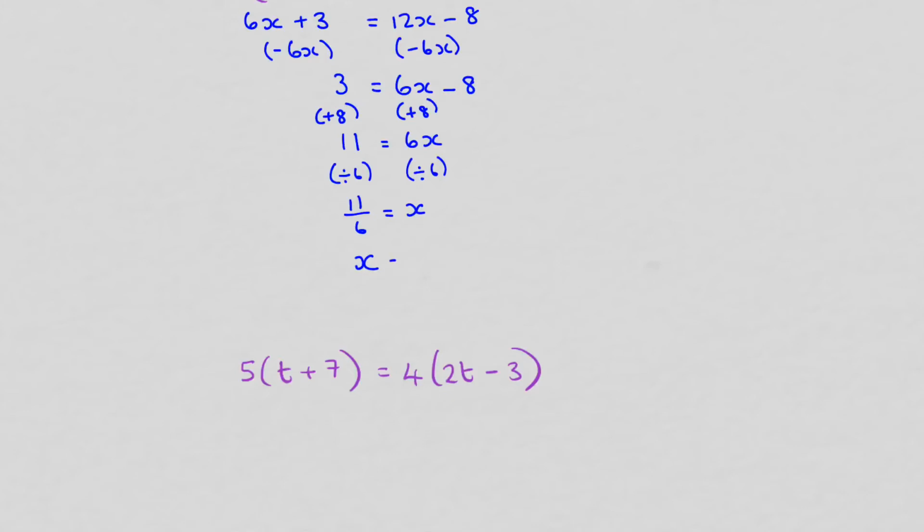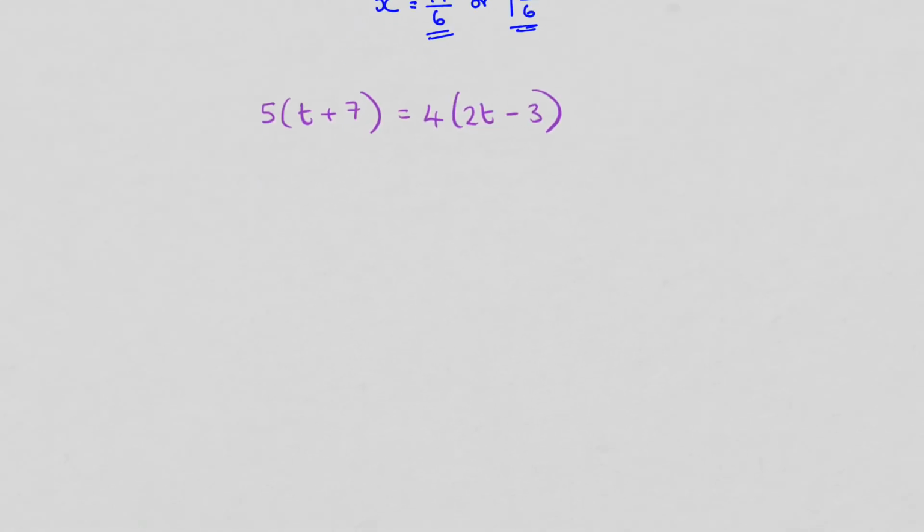So if we just check, 11 over 6 doesn't simplify, so we can leave it as 11 over 6, or we can change it into a mixed number, so there's 1 whole and 5/6 there. So either of those two answers will do. But you shouldn't leave it like this with the letter on the right-hand side. Your answer or your solution to the equation should be the letter equals, and then what number you've found it to equal. Okay, right, next one.